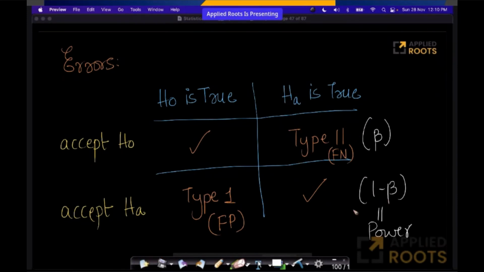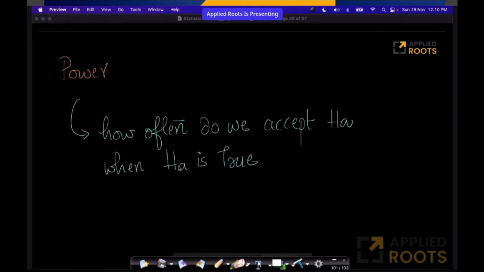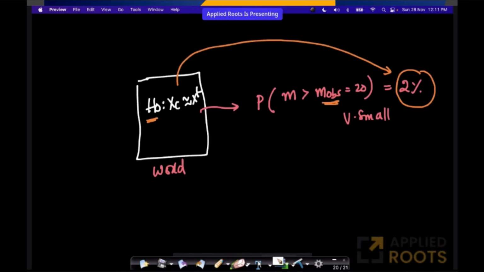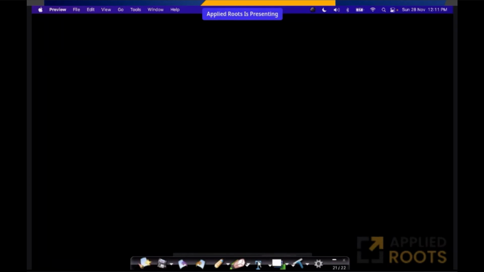of your test. So what is the power of your test? The power of your test is, what is the probability that your alternative hypothesis is actually true and you also accepted the alternative hypothesis? That's called the power. Okay, standard terminology that's used. So this is how we use the errors. Power basically means how often do we accept the alternative hypothesis when the alternative hypothesis is true. Very simple question.